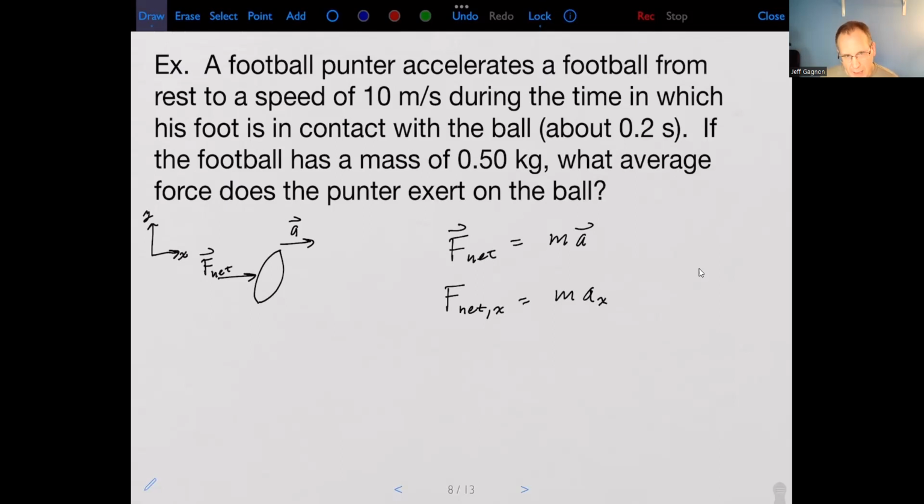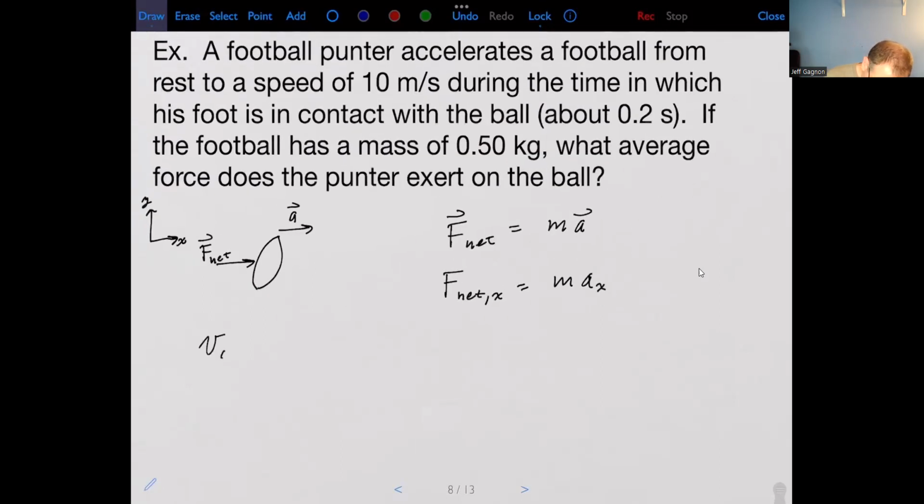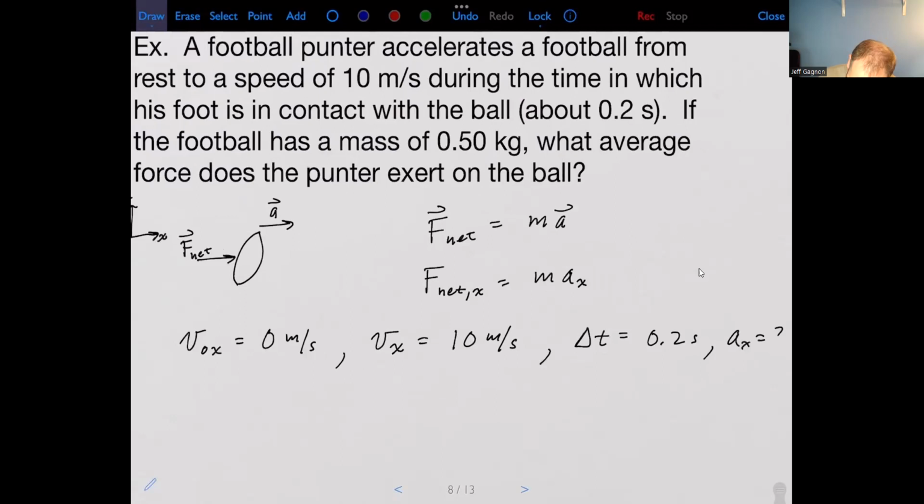Okay, but how do I figure out a x? How do I figure out the acceleration in the x direction? Here's where we have to go back to our kinematics, because we're given some information here. This is starting from rest, so we know the initial velocity of that football is zero. So v naught x is zero. We know the final velocity, v x, is 10. After the foot loses contact, it has a velocity of 10 meters per second. We know the time that the object is accelerating, that 0.2 seconds. And we're looking for the acceleration. That's unknown. That's what we're trying to find.